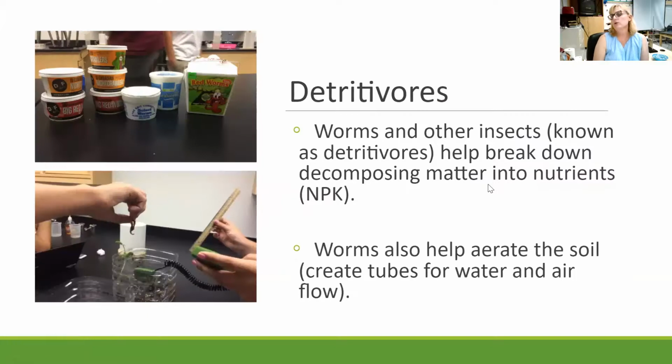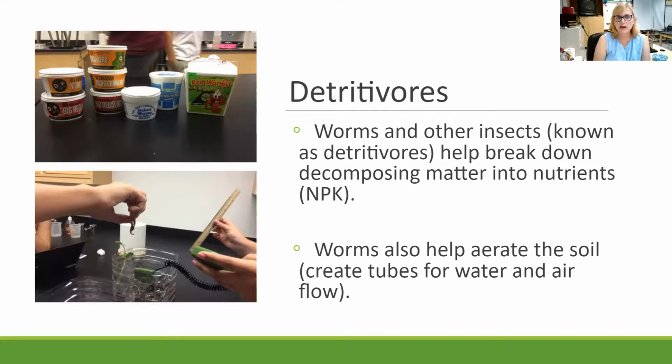Okay, so a detritivore is an animal decomposer. We have microorganisms that are decomposers, like bacteria and fungus, and they take dead things and recycle the nutrients from the bodies of the dead things into the soil. Some animals do the same, and we call them detritivores.